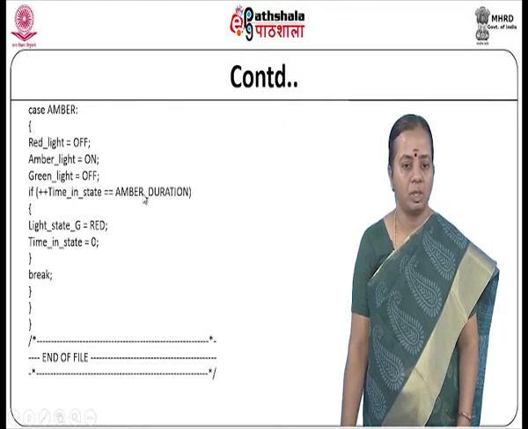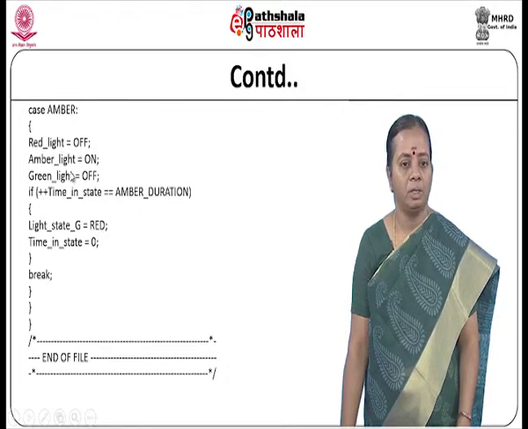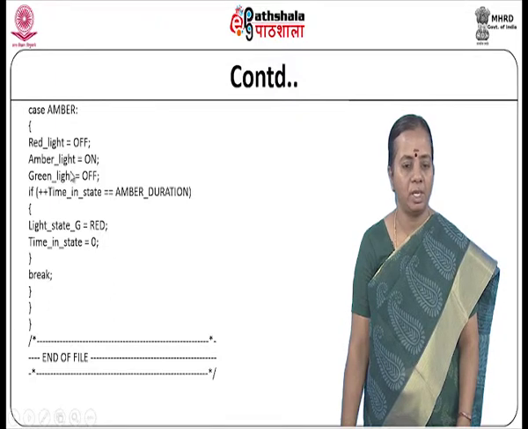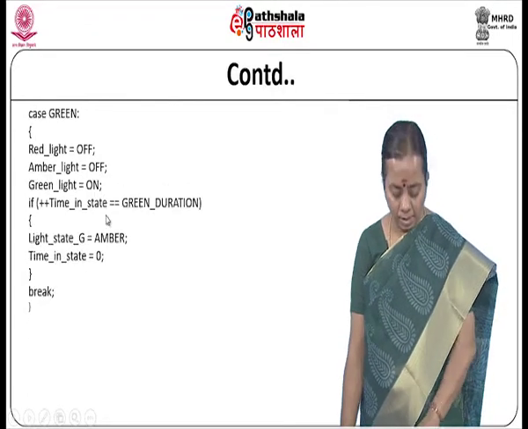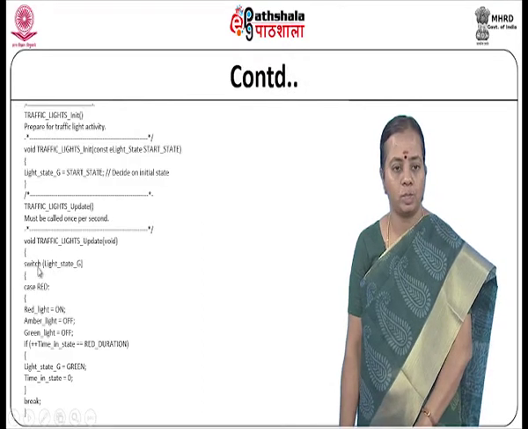So, this has been checked with your amber duration. If it is not so, it is incremented. So, the delay loop is generated by looking up this time in state being incremented each and every time and getting checked. Once it reaches the count, by the time the whole time delay is executed, it comes over here. Now, the light state is made red and the time is set to 0. So, this is the way when it is red, it comes to the switch light state.